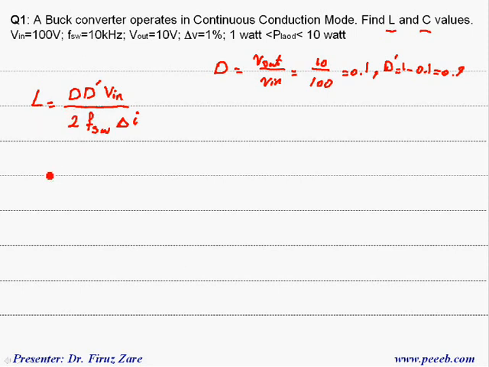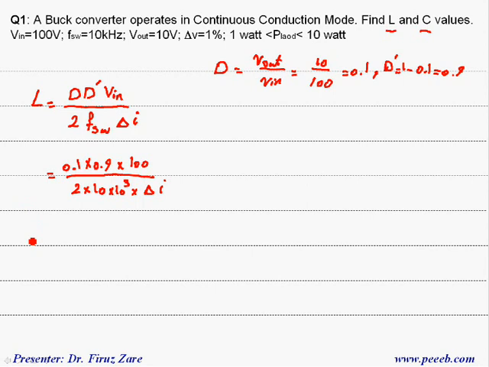inductance value. In this case, inductance value equals 0.1 times 0.9 times 100 divided by 2 times switching frequency, which is 10 times 10 to the power 3, times delta I, that we don't know, we have to find it.